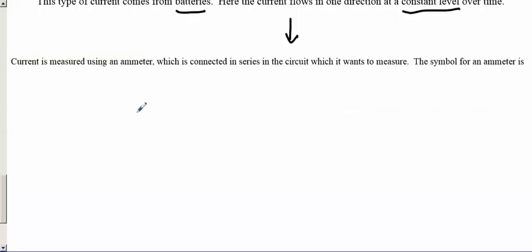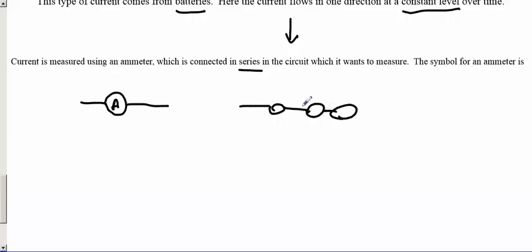And we measure current using an ammeter. The symbol when we're drawing diagrams is like this. It's an ammeter. And we connect it in series. And series means we go from one thing to another thing to another thing. There's no branches in between these things. It's one, then the other, and then the other.